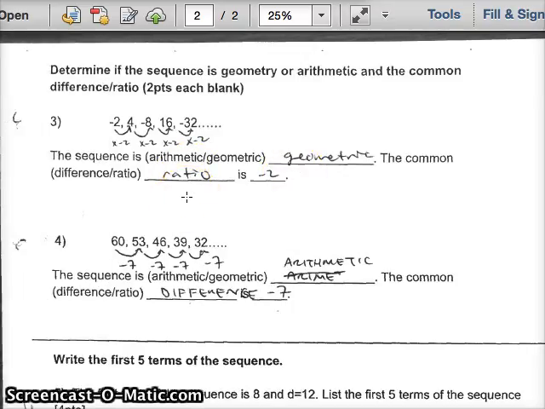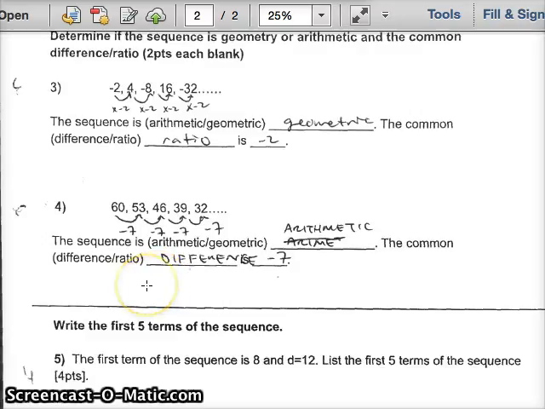Question number 4. The sequence is an arithmetic sequence because the common difference is -7. Difference means adding or subtracting. So therefore you're subtracting 7 in each of those.